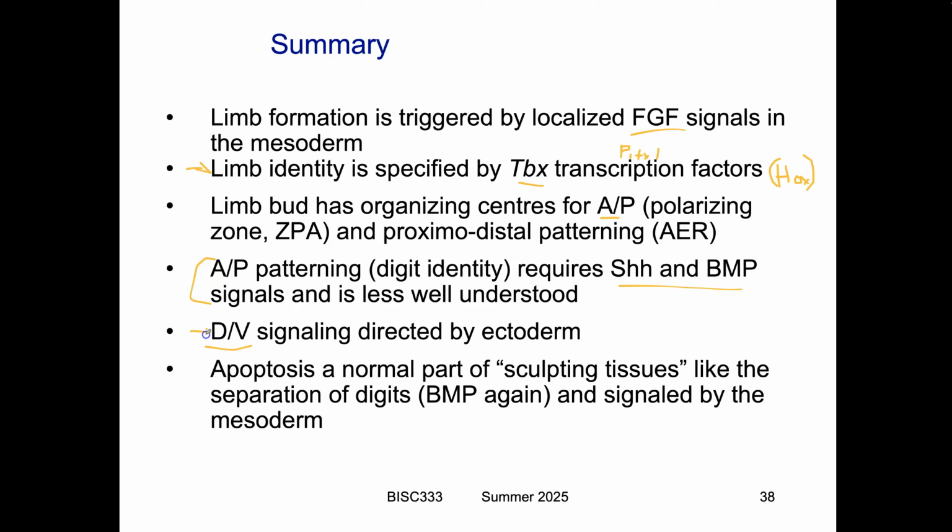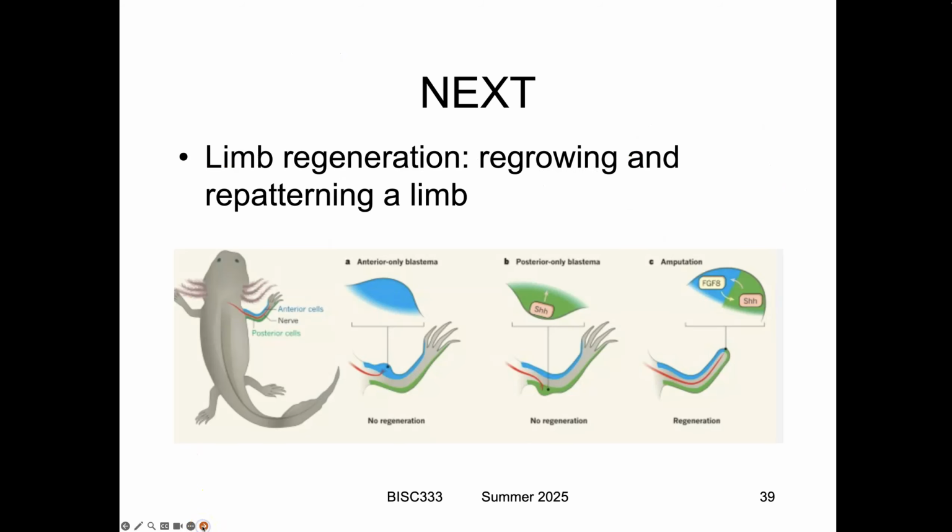Dorsal ventral signaling is directed by the ectoderm and is much simpler than the others. Apoptosis is a normal part of sculpting tissue, such as the separation of digits, and in this case is signaled by the mesoderm. So these are all just a really basic summary of what we've been talking about in this section.